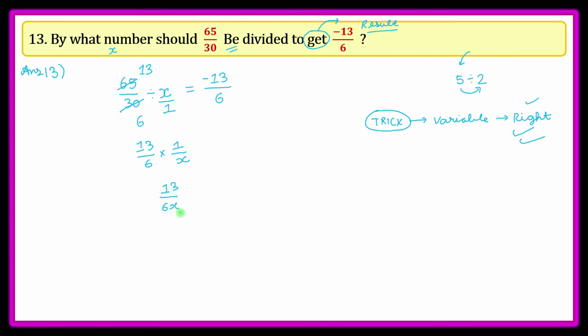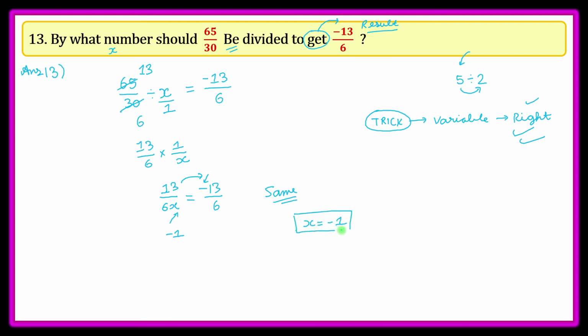Now I convert the left hand side to only one rational number. This is equal to -13 upon 6. Now are you able to see the trick? See, here the fraction 13 upon 6 is the same, there is just a sign change. So it means x here is not any rational number, it is an integer and it is -1. x equals -1. This is the answer here.